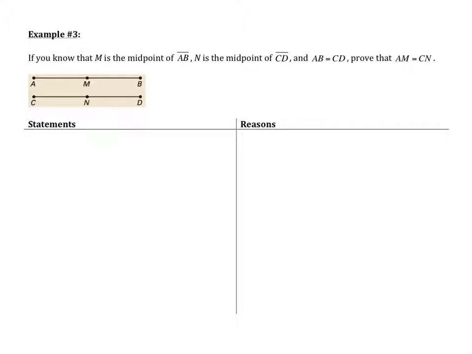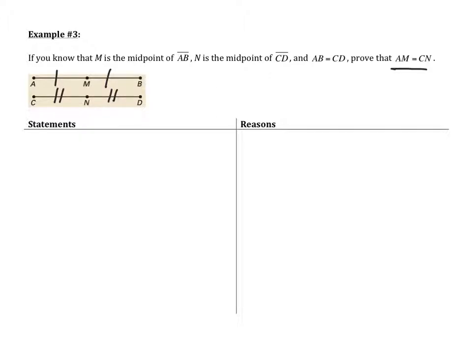When I start these problems, I like to first mark on my diagram the information I was given in the problem. So in this case, I was told that M is the midpoint of segment AB, so that means I know AM is congruent to MB. And I also know that N is the midpoint of segment CD, so that means that CN is congruent to ND. This gives me a nice visual of what I know and what I don't know. I know that I need to prove AM is equal to CN. So when I finish my proof, that should be the last thing that is stated.